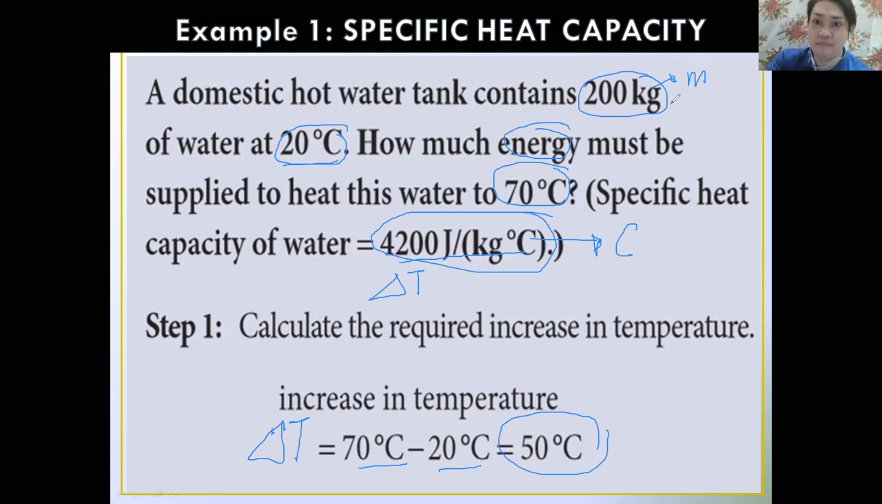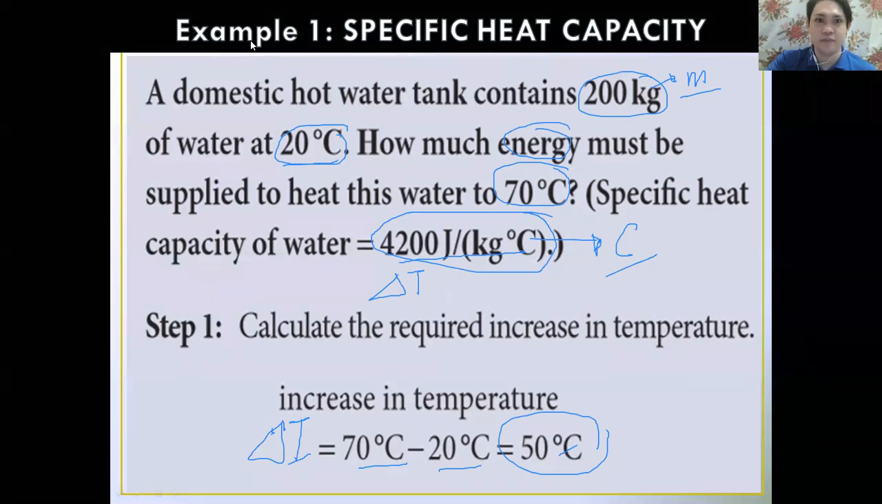So our given is now complete. We have the m, we have the c, and we also have the change in T, or the increase in temperature, which is 50 degrees Celsius. So I guess we are now ready to solve. I want you to remember the given, okay? We will now proceed to the next slide for a while. I have to clear up all this. Okay.